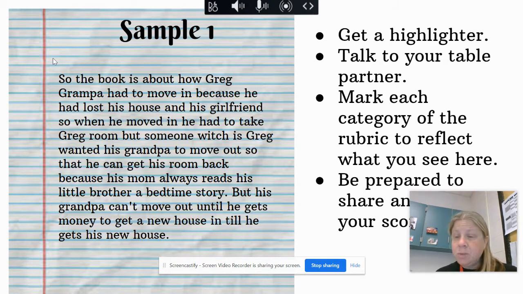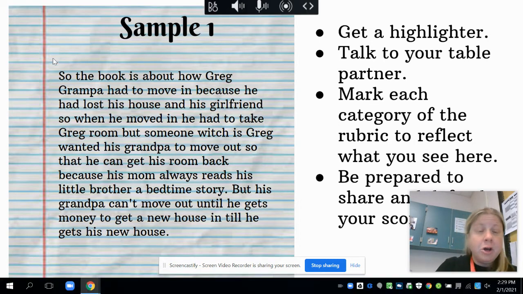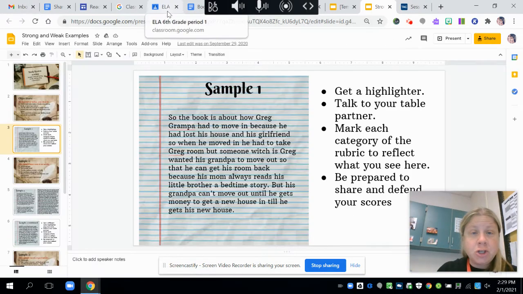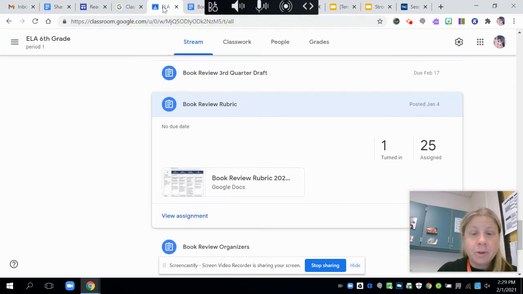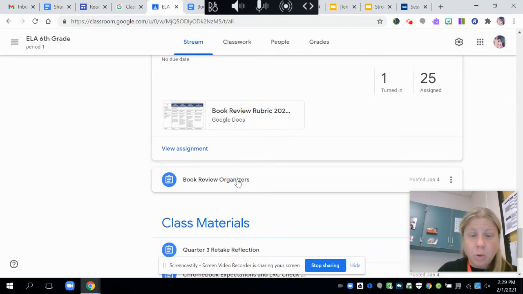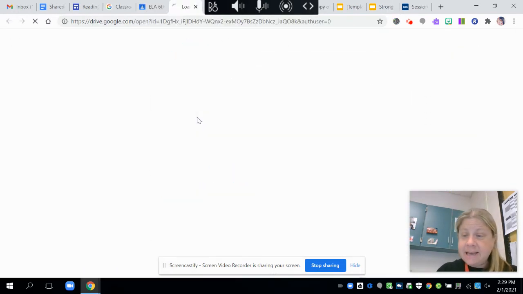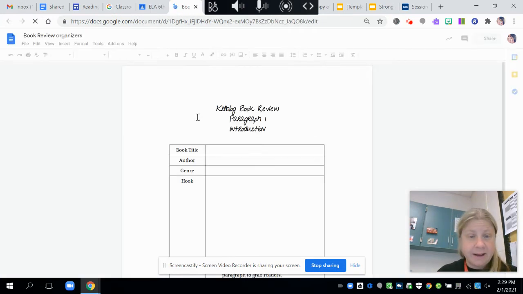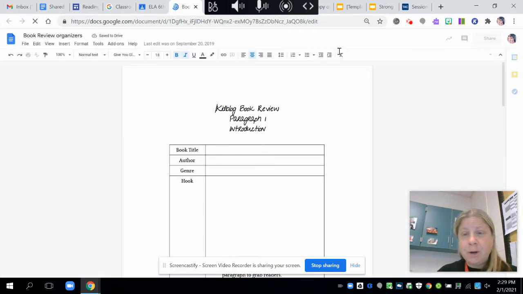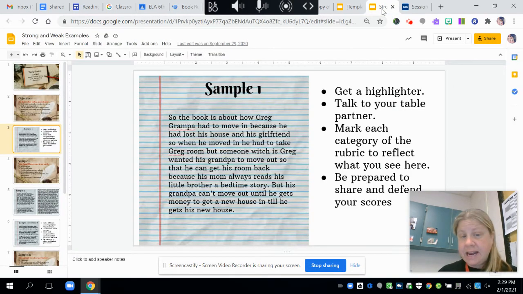So the first thing you want to think about is, does it have 3 paragraphs? It does not. It's only 1 paragraph. So I'm going to go back to my book review organizer here and see if this person has met these components of it. So did they include a book title? There is not a book title there.